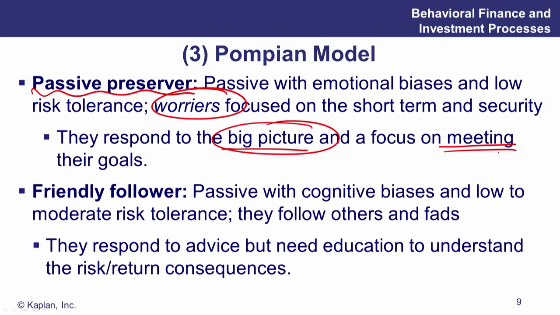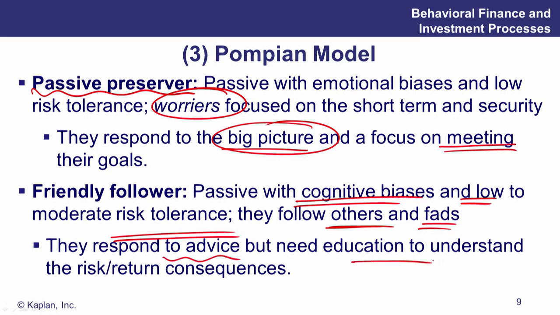Next up, we know there's the friendly follower. They're the thinker that's still risk averse. All right, thinker, cognitive biases, low to moderate risk tolerance. They will follow advice. They might well, though, follow short-term trends and fads. All right, they do respond to advice, but they do also need education to understand. That's why they've come to the advisor for advice.